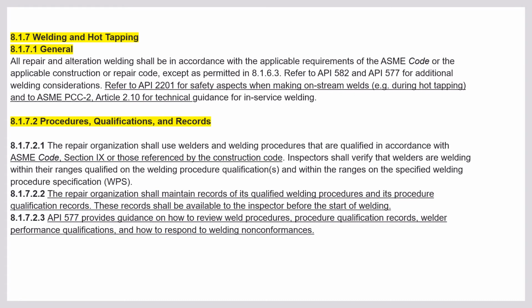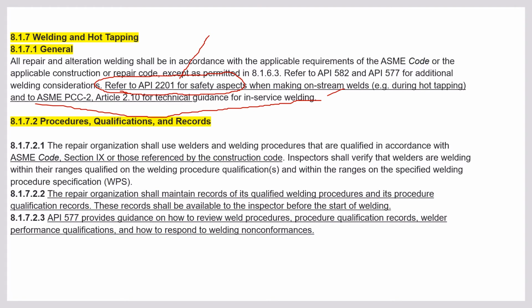Welding and hot tapping. You will get one question. Usually, most probably, there is a question for hot tapping. Which code is used? API 2201. That you need to remember. Okay. So API 2201 for safety aspects when making on-stream welds, for example during hot tapping, and ASME PCC-2 Article 2.1 for technical guidance on in-service welding. That you need to remember.